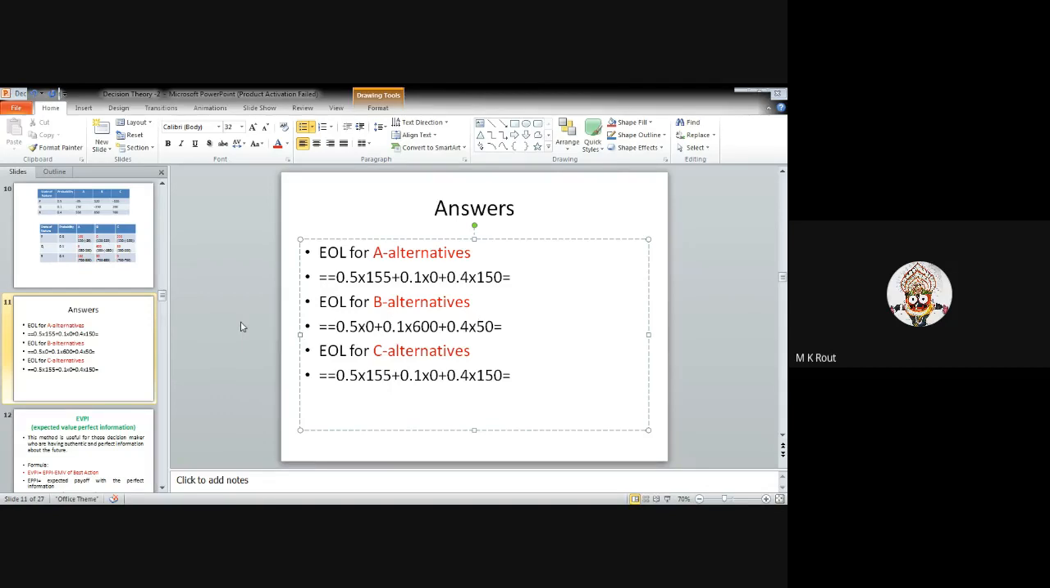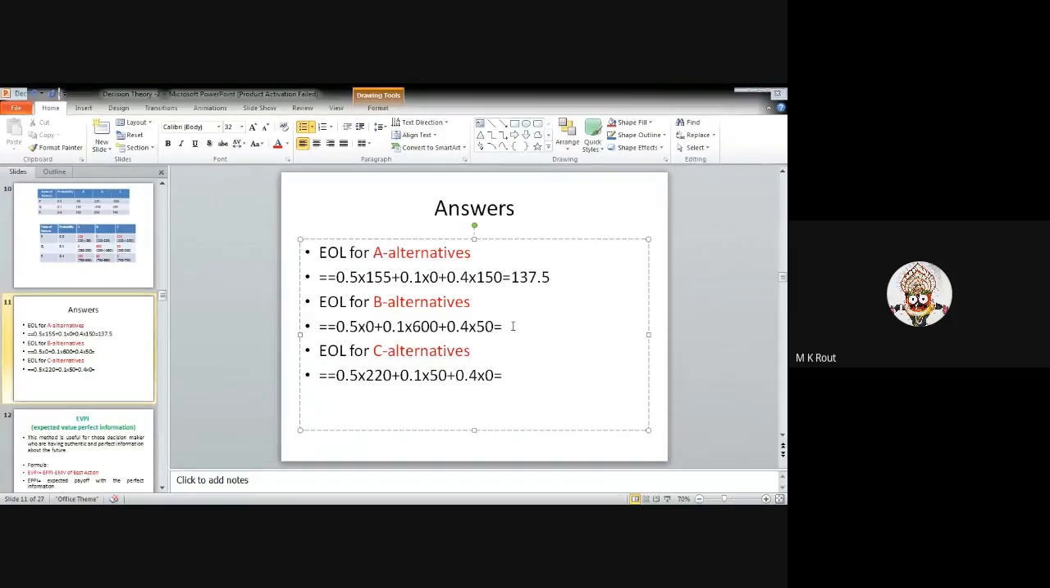Similarly, for alternative C, the first one is 220. The second one is 0.5 into 550. The last one is 0.4 into 0. Calculate all three alternatives. So 98.75 for one alternative, and 137.5 for alternative A.